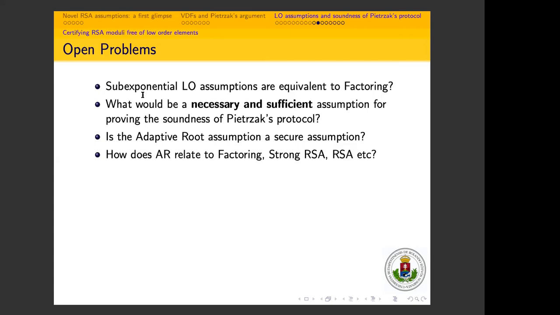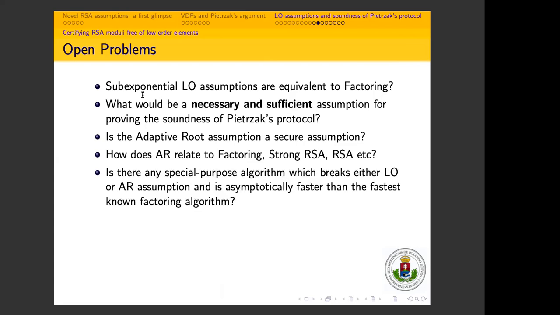And how does the adaptive root assumption relate to factoring, or strong RSA? Is there any special purpose algorithm which breaks either the low order or the adaptive root assumption and is asymptotically faster than the fastest known factoring algorithm? So basically the main question is, is there any special purpose algorithm which can find low order elements or can break the adaptive root assumption without factoring the modulus?